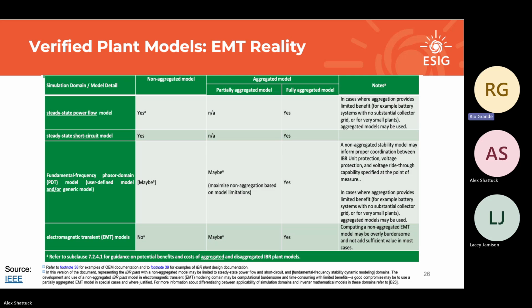So the big important note here on the right is that the non-aggregated stability model may inform proper, oops, that's not that one. In cases where the aggregation model provides limited benefit, like we talked about yesterday, so BESS, solar PV, really small plants, aggregate's fine. Just practically speaking, even if there wasn't a control limitation or a computational limitation, aggregate's fine for those types of things. And then I forgot who wrote that note at the bottom, but doing a non-aggregate EMT may be overly burdensome and not provide sufficient value, which is just a firm way of saying use your judgment for what you're doing.